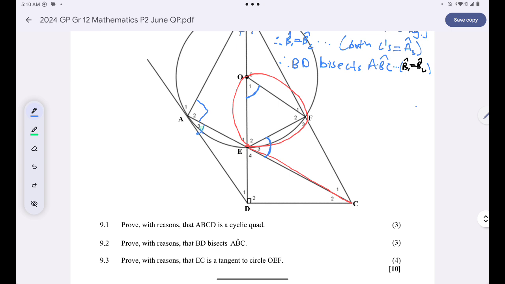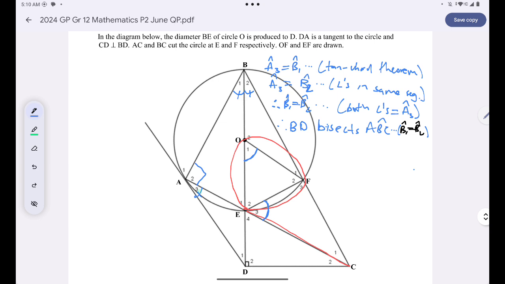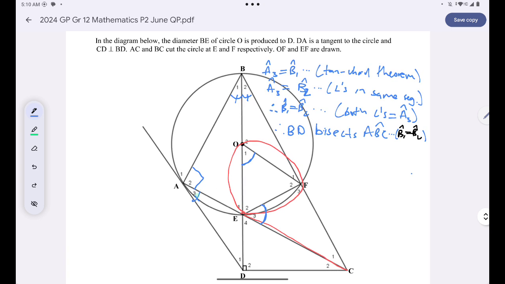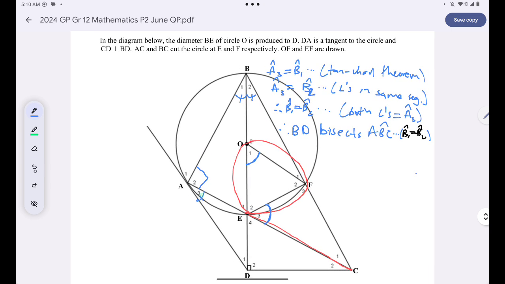So if I can prove that angle E3 is equal to angle O1, I can conclude that EC is a tangent to circle OEF. When they say to you prove that a line is a tangent, most of the time you must prove the tan chord theorem, which is true. So in this case, let me erase the top.